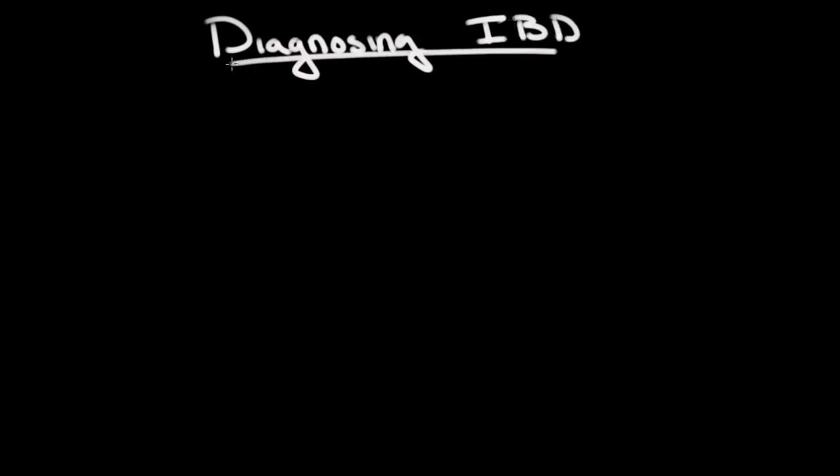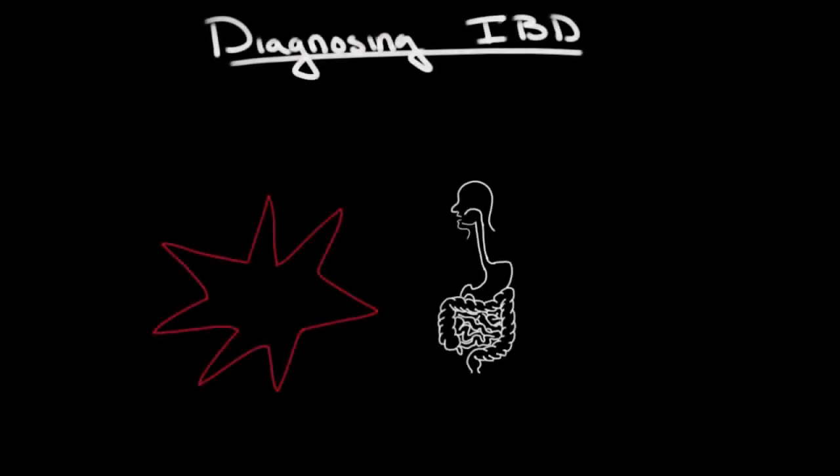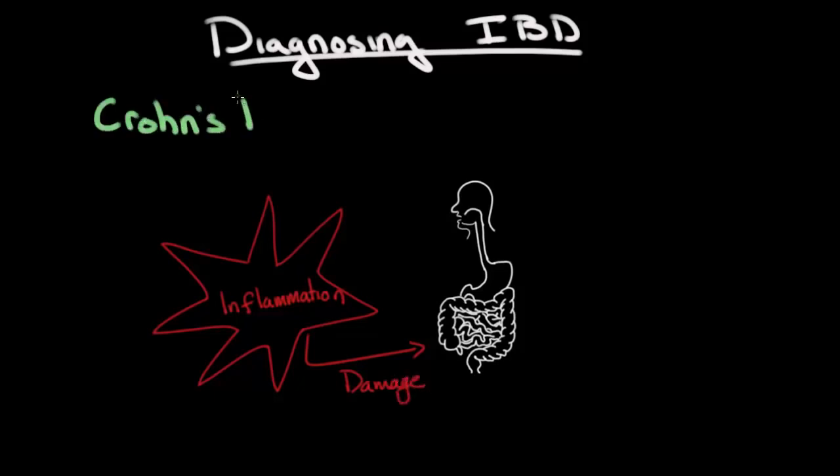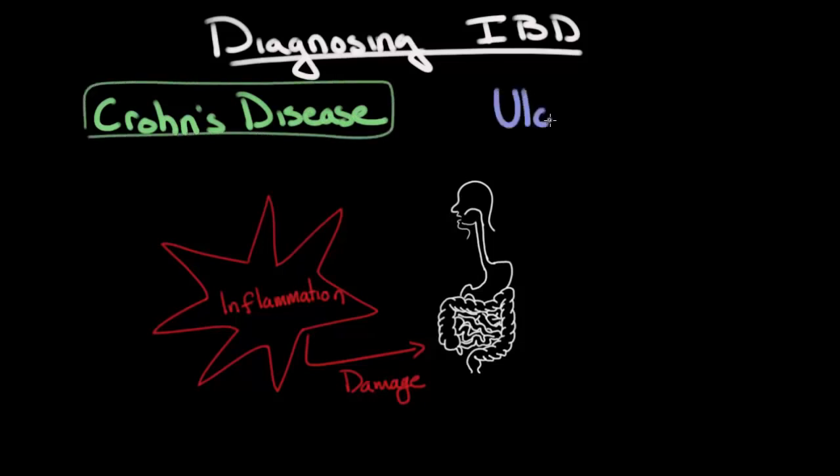All right, so let's talk about how to diagnose inflammatory bowel disease, or IBD for short. Inflammatory bowel disease is a group of disorders that's caused by an inappropriate inflammatory response that results in chronic intestinal damage. And there are two types of inflammatory bowel disease: Crohn's disease and ulcerative colitis.